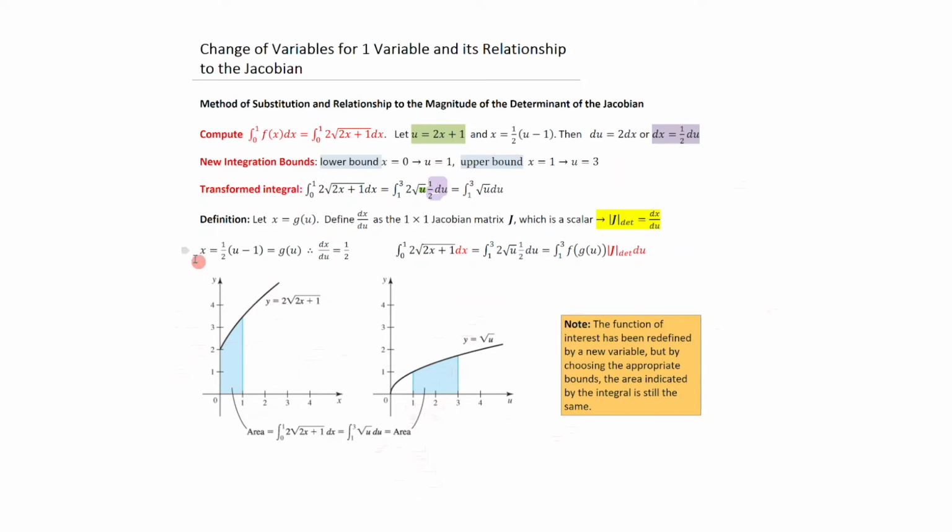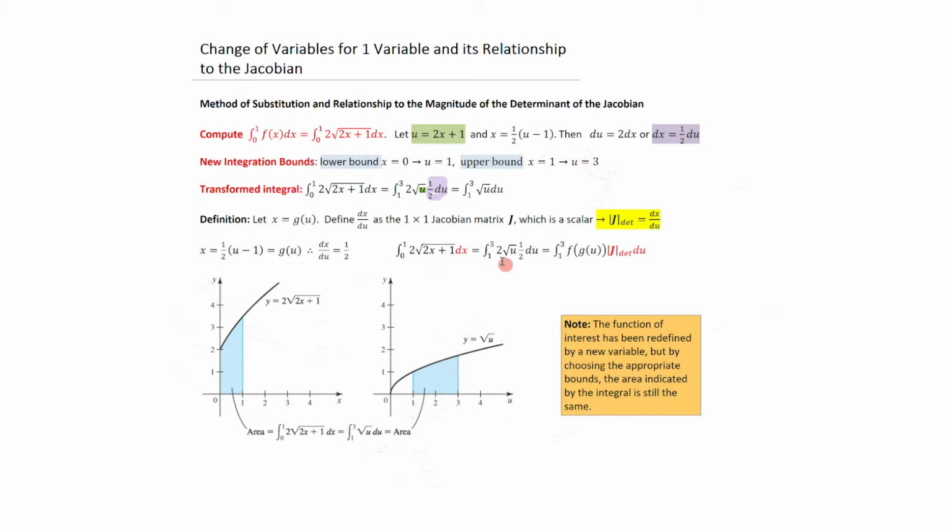All right, so now let's go back and look at what we originally had here. x is 1/2 u minus 1. This is the reason why I did the computation here, right? And this is g of u. So if I take dx du, I get 1/2. So now let's go back and look at this expression. We have 2 root 2x plus 1 dx.